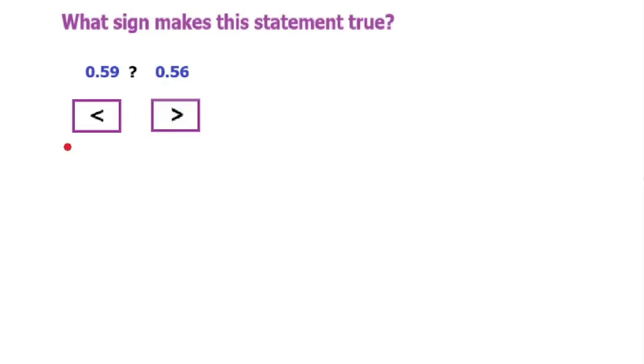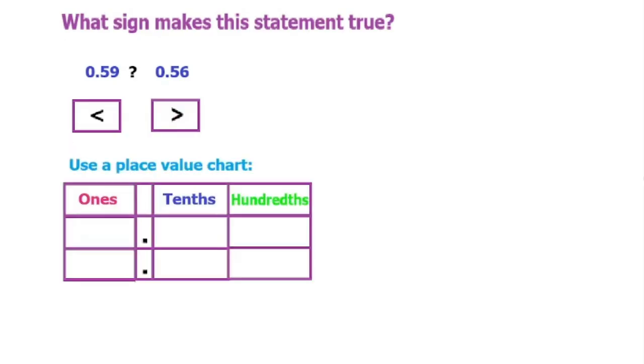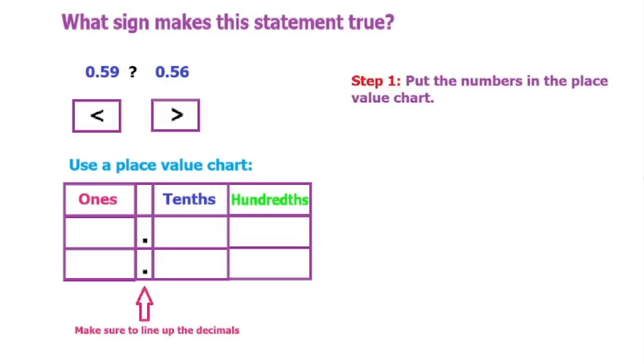Okay, so first step is to use a place value chart. So we have the ones, then the decimal spot, the tenths, and then the hundredths. Make sure to line up the decimals. Okay, that's very important. So step 1, put the numbers in the place value chart. So let's do that.